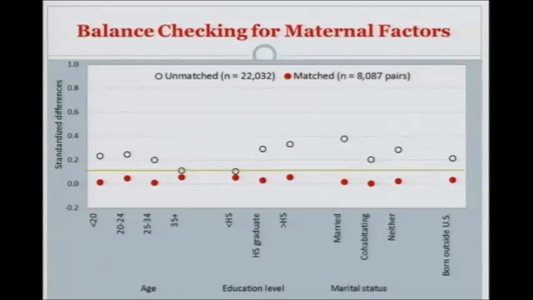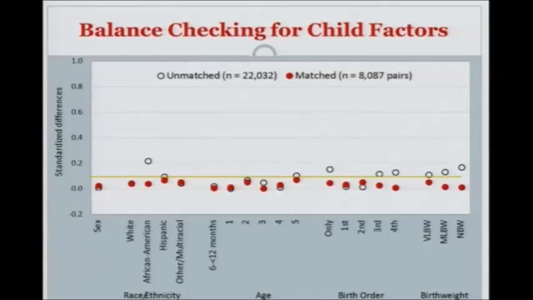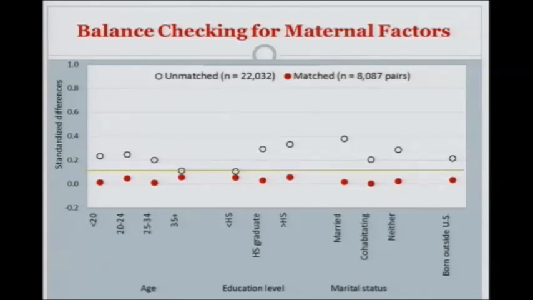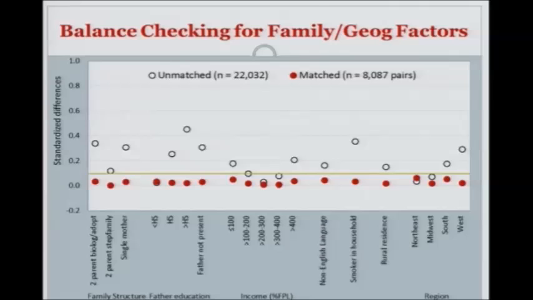But here you can see this was, I'm sorry, these were the child factors. This is why they're not that different. I'm sorry, these are the child, not the maternal factors. So you wouldn't expect the child factors to influence breastfeeding, right? The maternal factors were a bit more different before matching, right? And you would expect that, right? On age, education, marital status. And then here are the family and geographic factors. So you can see in the West there was quite an imbalance until we matched.